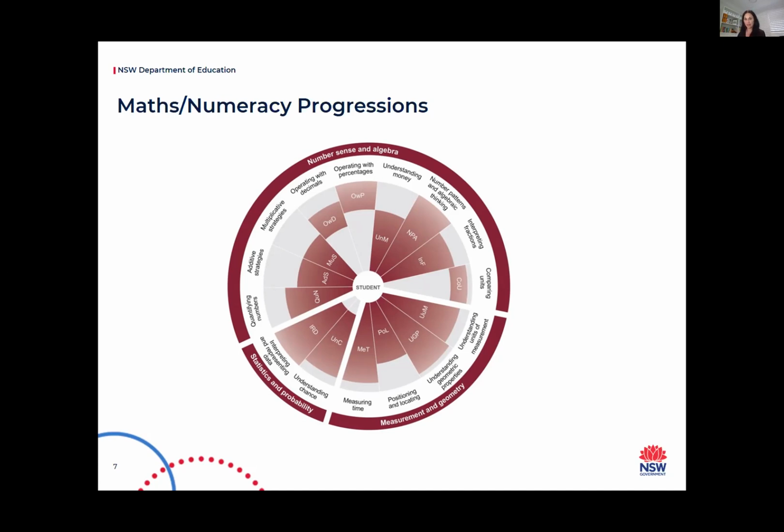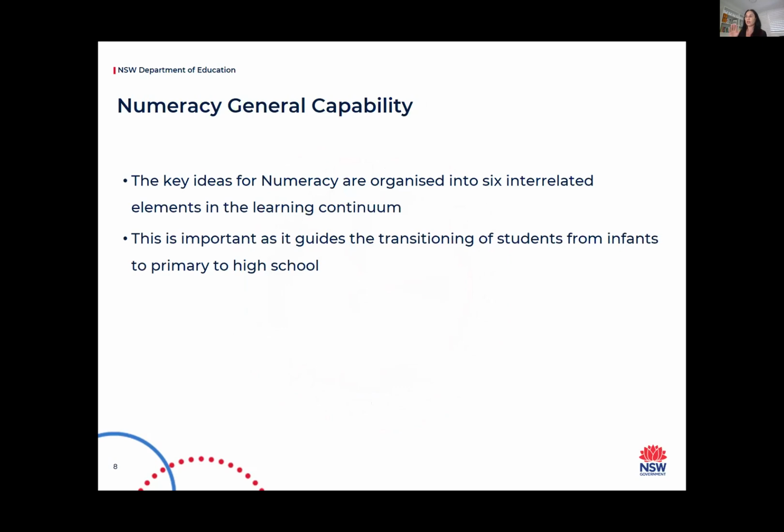Now, looking at the progressions, I then decided to look at the general capabilities in numeracy. This is a bit different. We're now starting to look at so many different parts to the puzzle. So the next part is that we look at numeracy, and we look at the 6 interrelated elements within the learning continuum. This is really important because this plays a huge part in transitioning students from infants to primary. The other one was a huge focus from primary to high school or to middle school.